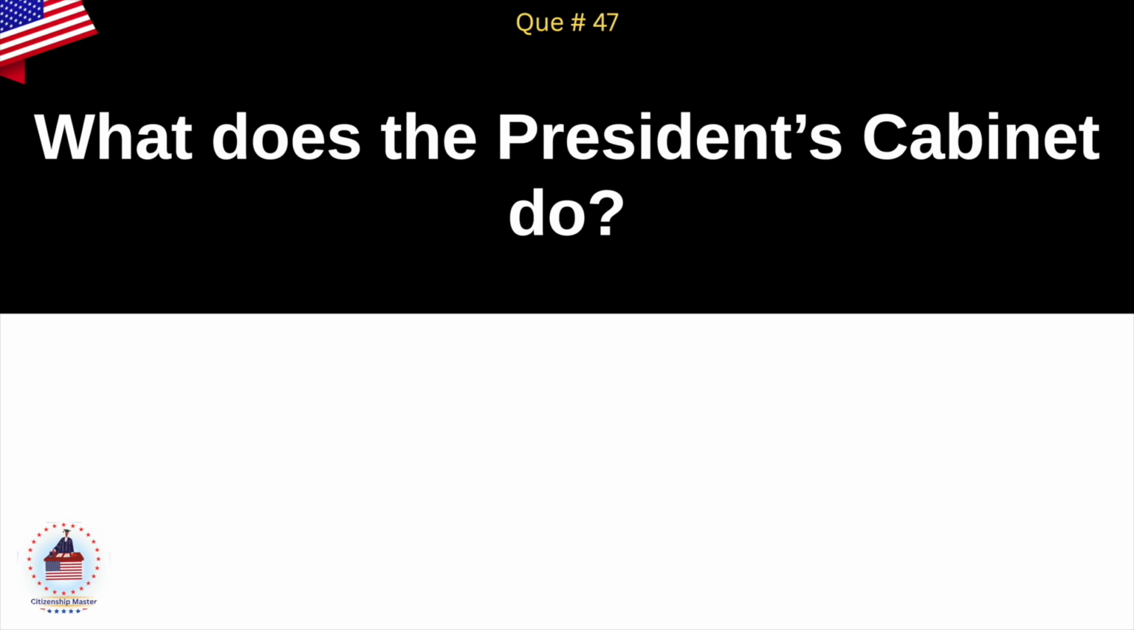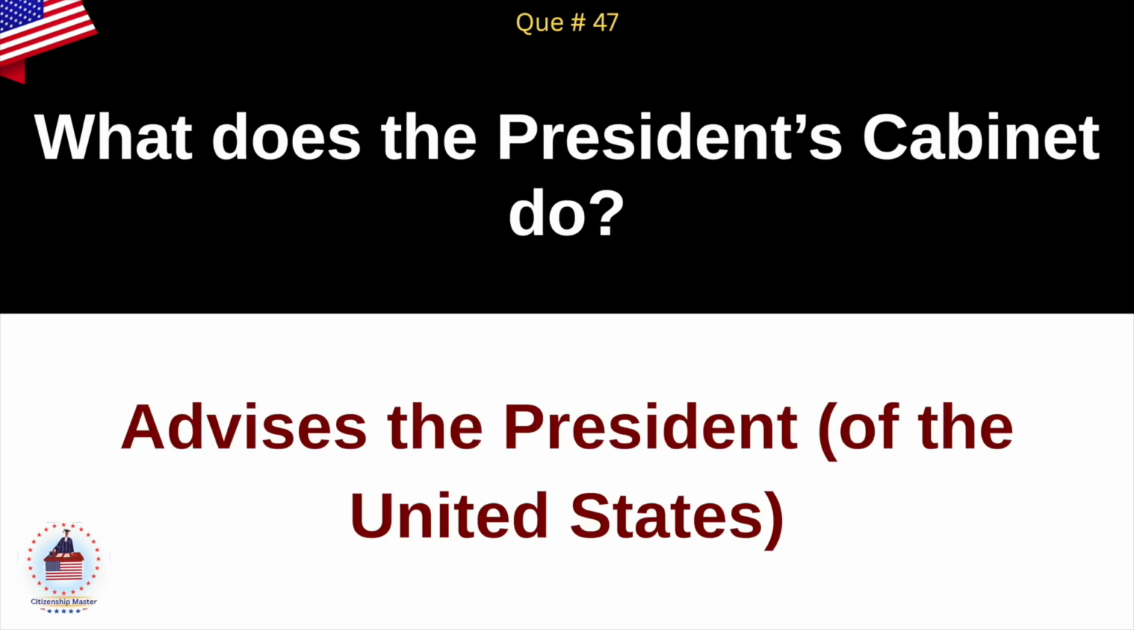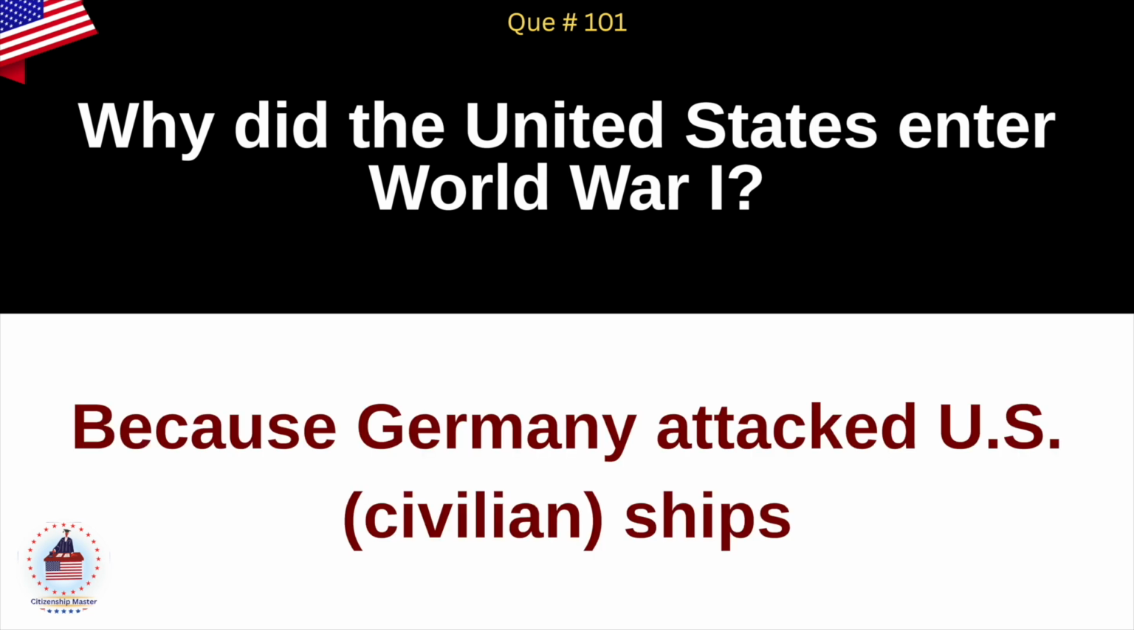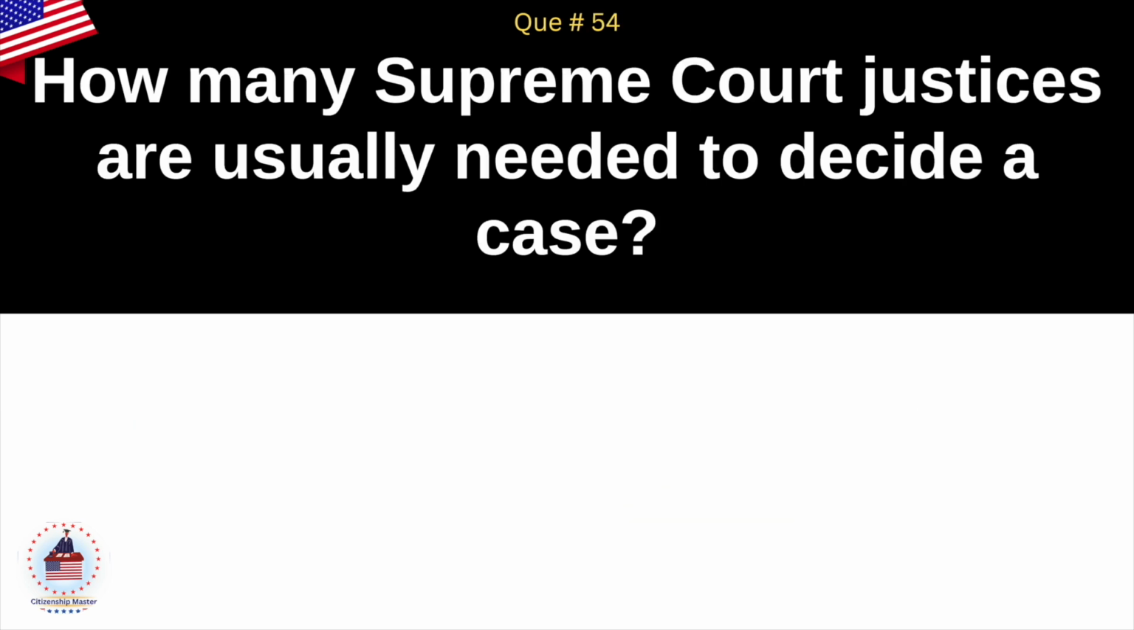What does the President's Cabinet do? Advises the President of the United States. Why did the United States enter World War I? Because Germany attacked U.S. civilian ships. How many Supreme Court justices are usually needed to decide a case? 5.